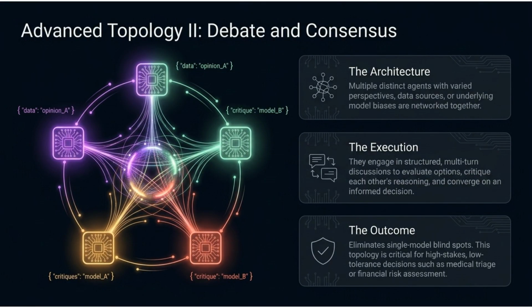Advanced topology 2 is debate and consensus, where multiple distinct agents are networked together. They engage in structured discussions to evaluate options, critique reasoning, and converge on an informed decision. This eliminates single-model blind spots and is critical for high-stakes, low-tolerance decisions.